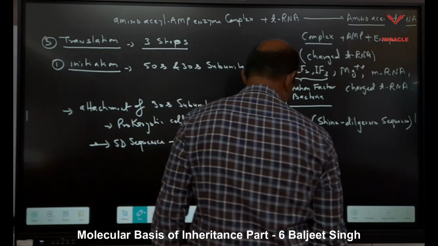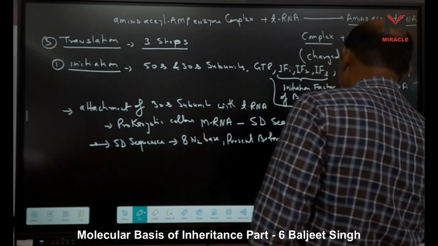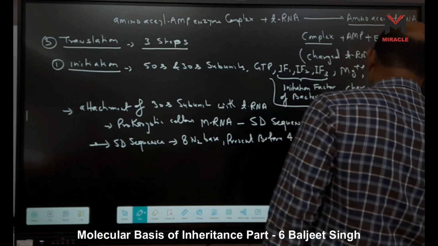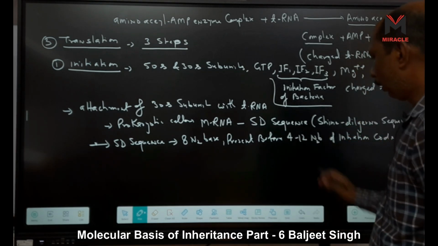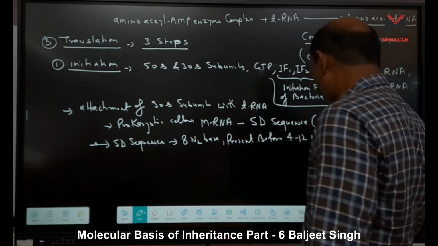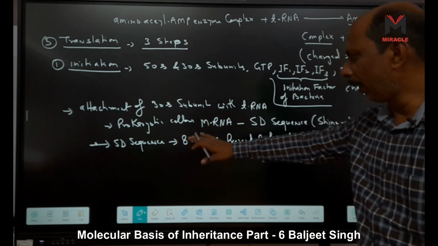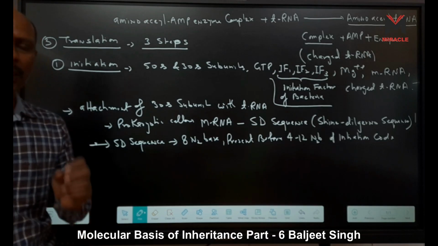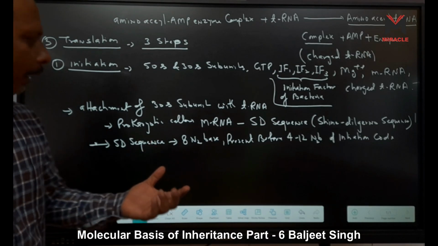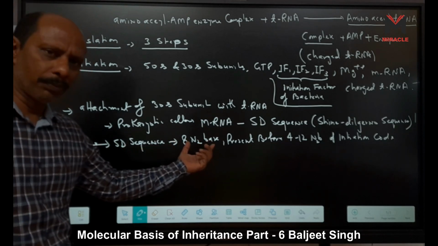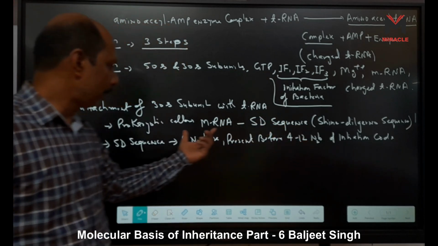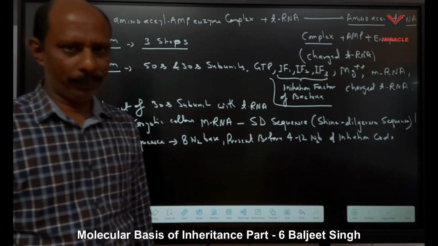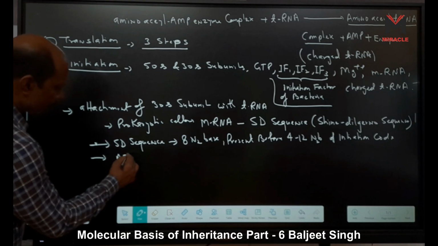Before the initiation site or codon, 4 to 12 nitrogen bases before, a sequence made up of 8 nitrogen bases is present, and this group of nitrogen bases is called the SD sequence. This SD sequence, the code present in messenger RNA, is recognized by the anti-SD code, the ASD code.